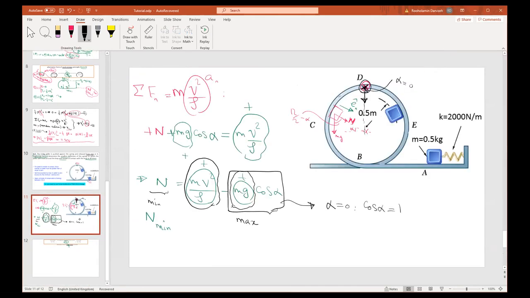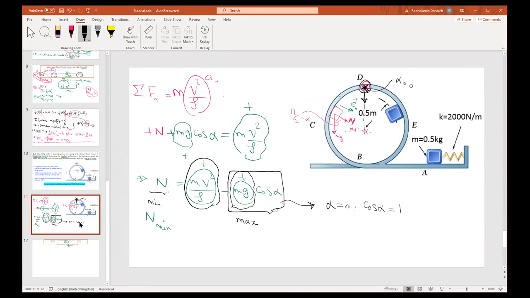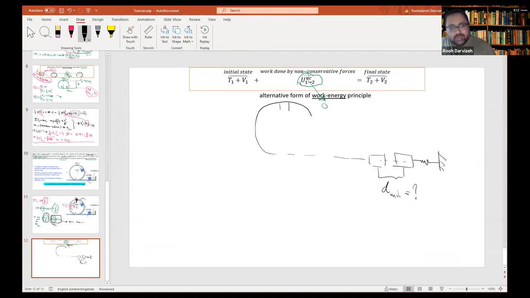It doesn't exactly answer the question, does it? Like the initial question. No. Now we start the solution of the question. When I start solving the question, I just look at two points. The initial state, where you compressed the spring by value D, which you want to calculate. And to make sure it remains in contact at all points, I just look at this point, the top of the loop, point two.